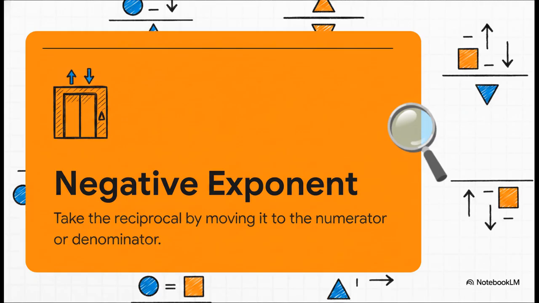A negative sign in the exponent doesn't mean a negative number, it's actually a set of directions. Think of this rule kind of like an elevator. The base stays the exact same, but the negative exponent tells you it belongs on a different floor of the fraction. When you see a negative exponent, it's basically begging you to take the reciprocal. If the term is on the top floor, the numerator, that negative sign says, hey, send me down to the denominator. And if it's already in the denominator, it says, send me up to the numerator. The negative sign isn't a value at all, it's a ticket to ride the fraction elevator.